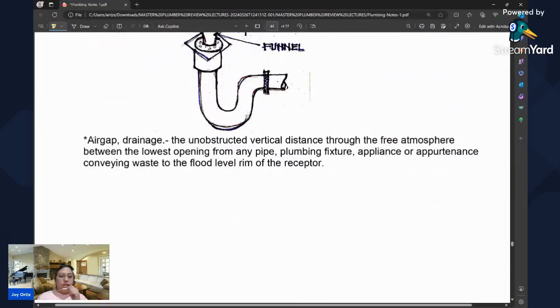We have also the air gap drainage. This is the unobstructed vertical distance through the free atmosphere. Okay, meron tayong air gap drainage. It's an unobstructed vertical distance through the free atmosphere between the lowest opening from any pipe, plumbing fixtures, appliances, or appurtenance conveying waste to the flood level rim of the receptor.